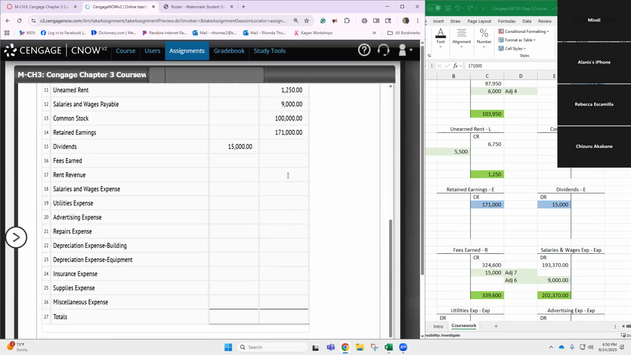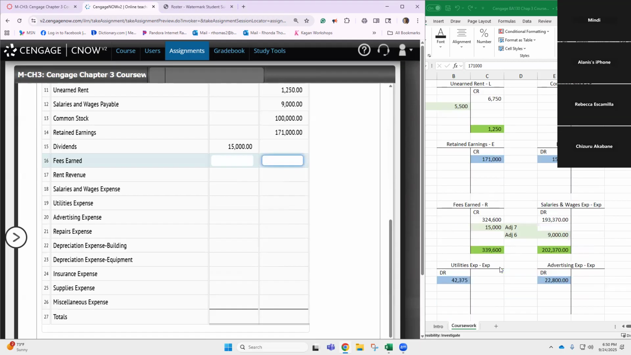Okay, we are now ready to put our fees earned in.